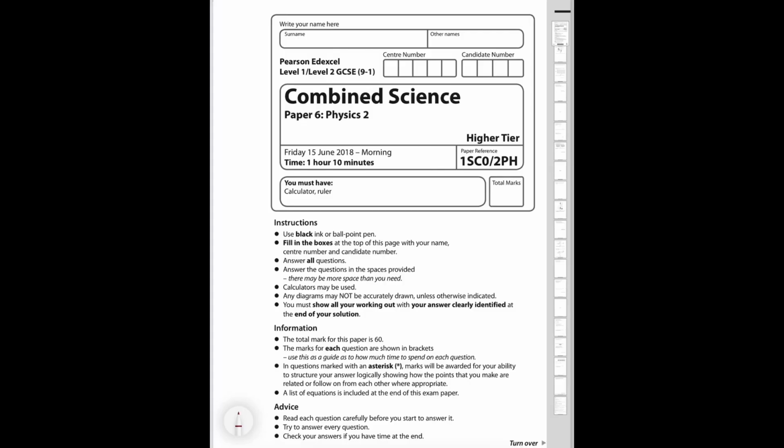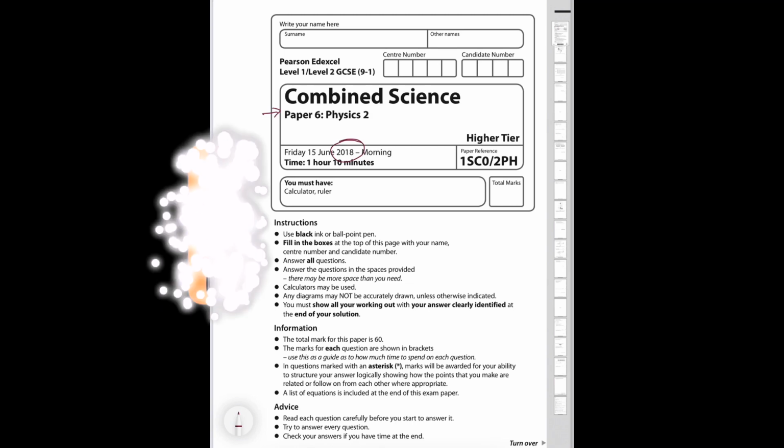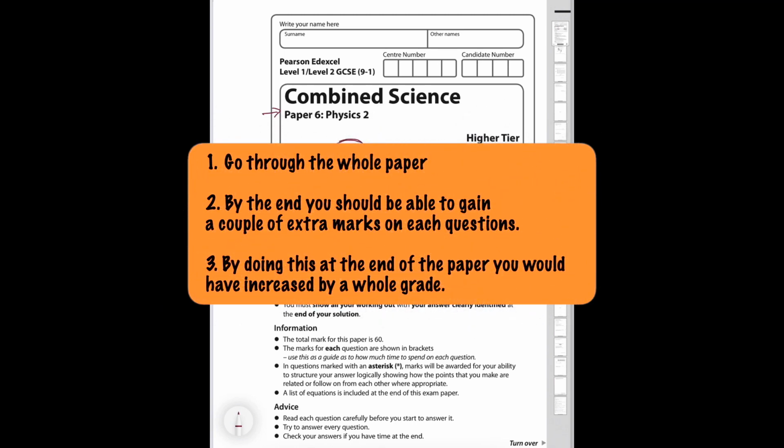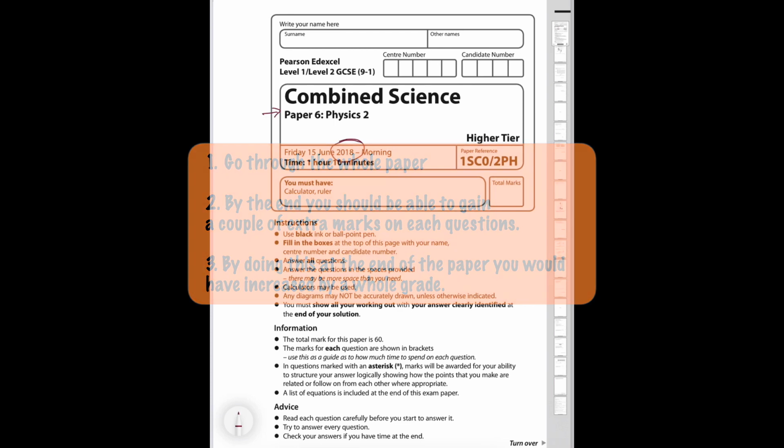We will be looking at Pearson's Edexcel Combined Science, Paper 2 Physics. The paper we're going to be going through is from the year 2018, and it's incredibly important that if you want to improve your grades, we go through the whole paper, because if you can gain a couple of marks on every single question, you will go up a whole grade.